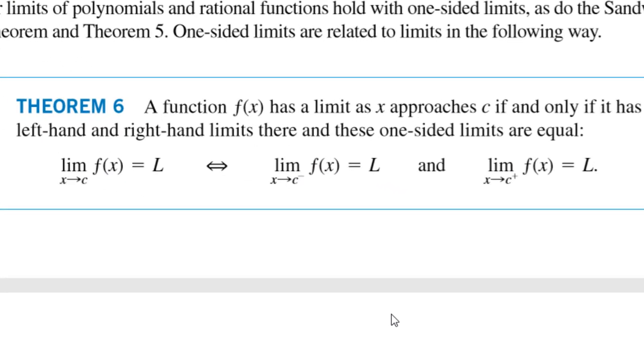The theorem says a function f of x has a limit as x approaches c if and only if it has left-hand and right-hand limits there, and these one-sided limits are equal. So in order for a function to have a limit, there are two conditions. First of all, it must have a left-hand limit at this point and a right-hand limit at this point, and both are equal to each other. If this is L and that one is L, we can write this.